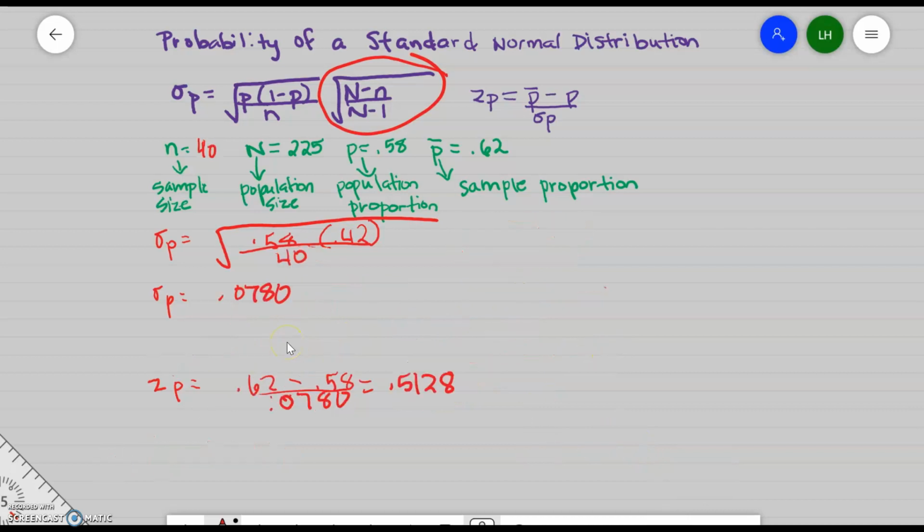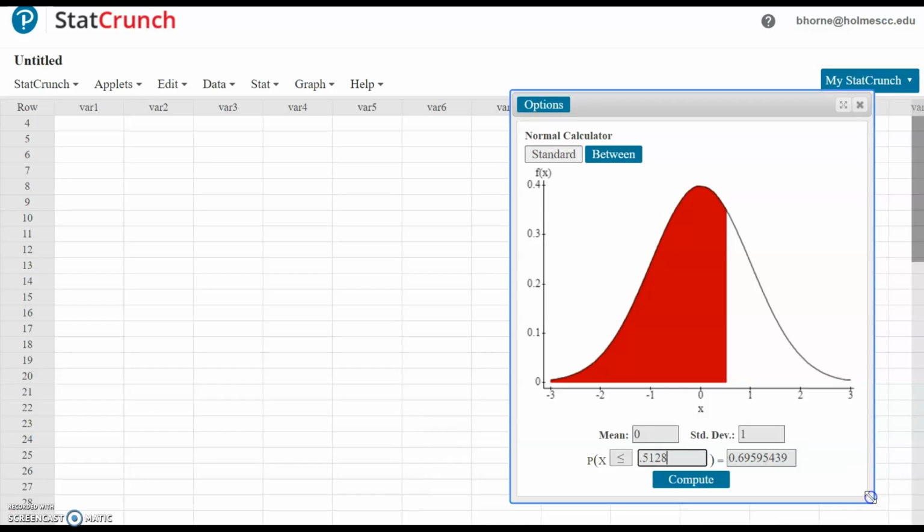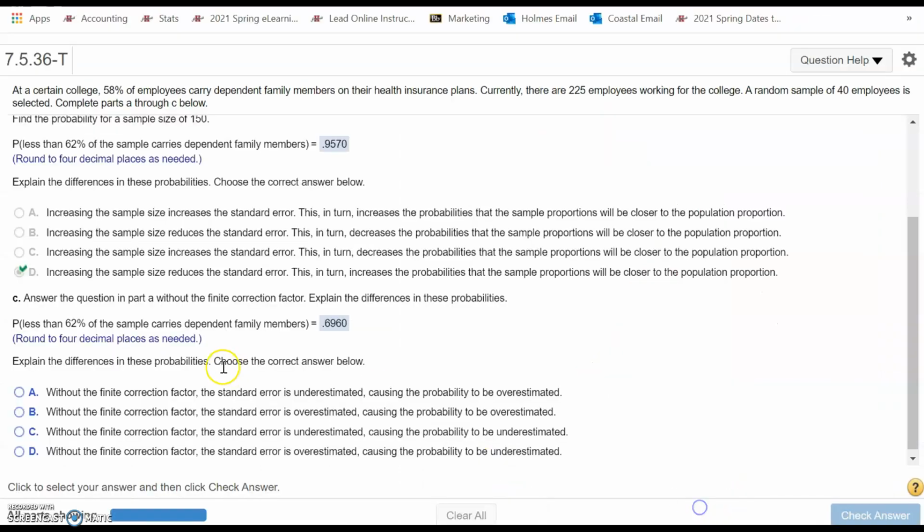Okay, so when you plug it in without the population correction factor, this is what you'll get for your standard error proportion, and this is what you'll get for z. So pause it, check it, and make sure you can work it and get the same answer. And then plug it in into the normal calculator, and you should get 0.6960.